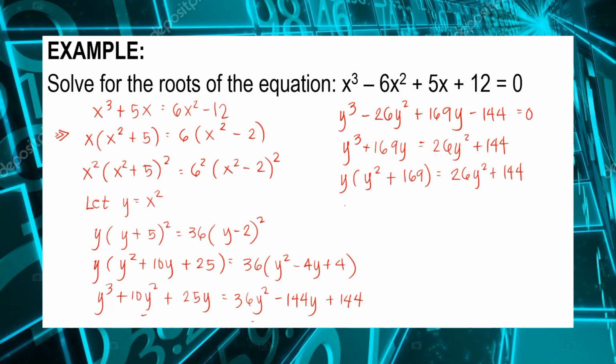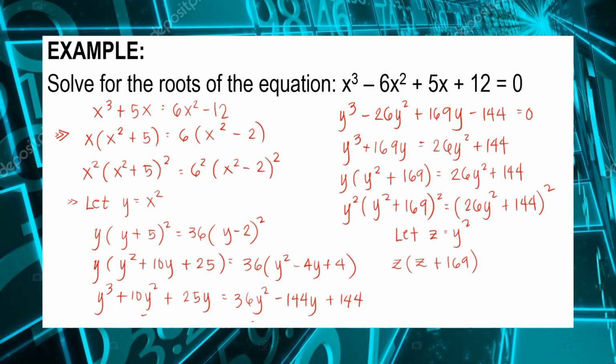So, I will have y squared times y squared plus 169 squared equal to 26y squared plus 144 squared. Then, I will repeat this process. So, I will set a value again. This time, I will let z equal to y squared. So, substitute this in this equation. We will have z times z plus 169 squared equal to 26z plus 144 squared.